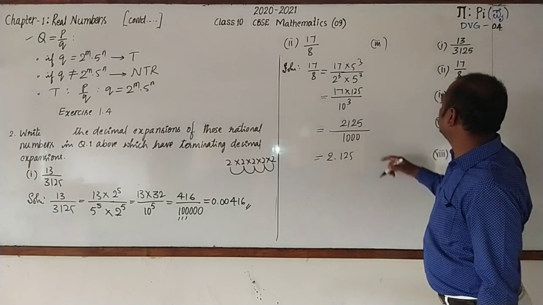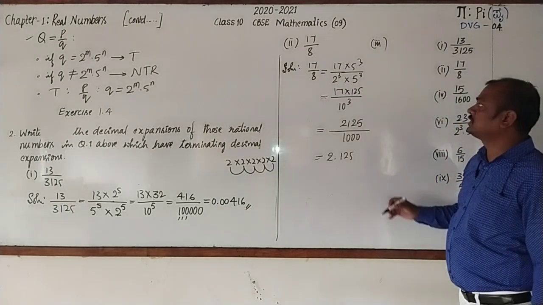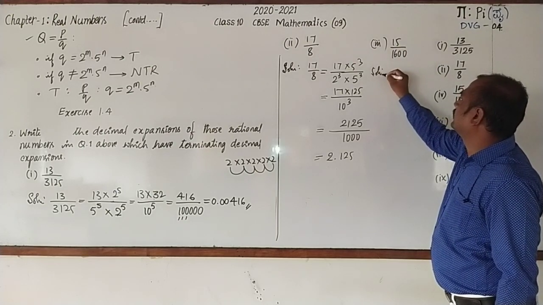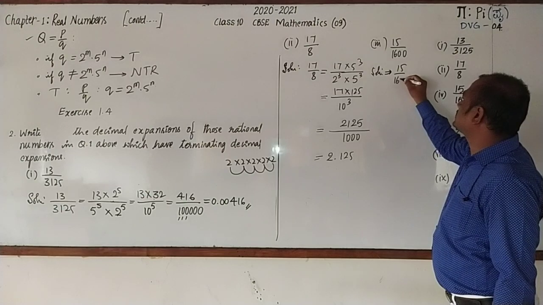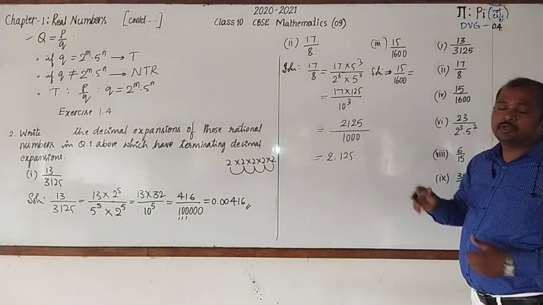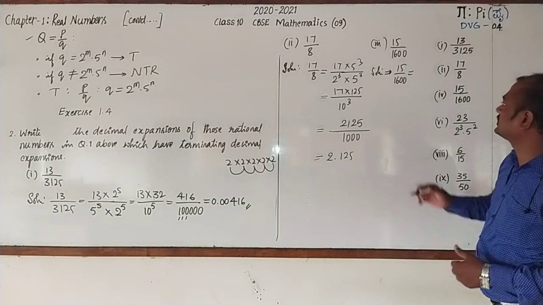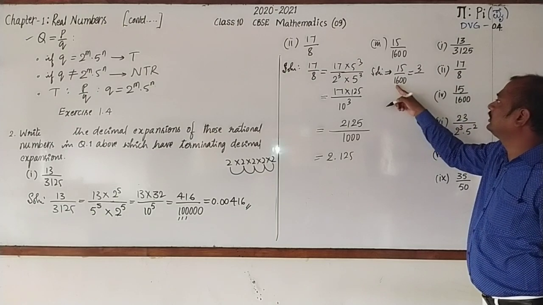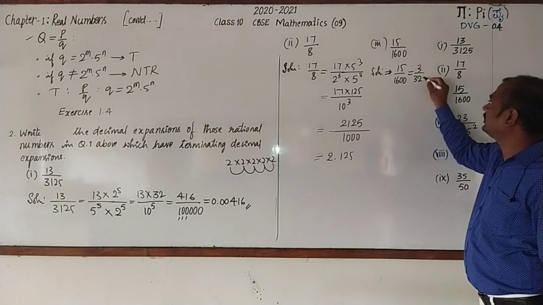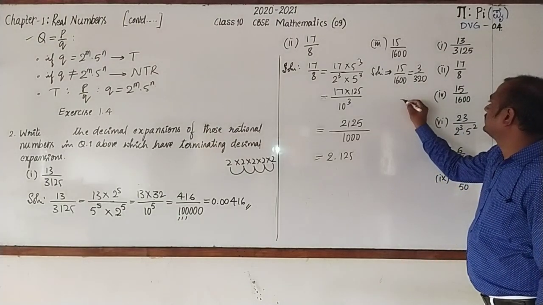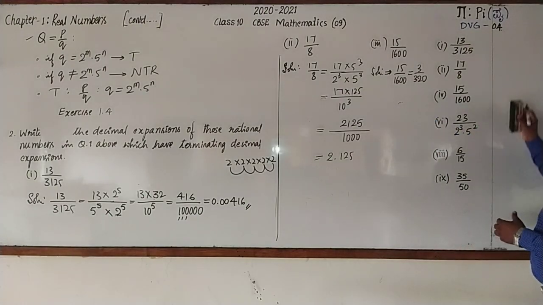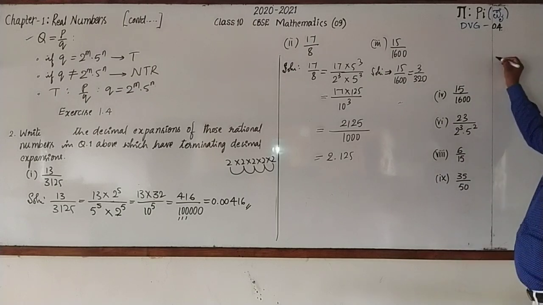Next, let us take one more. The third one is 15 by 1600. Now, 15 by 1600, observe, they are not co-primes, hence you can go for cancelling. 5 3s are 15, 1 will remain, 10 and 5 2s are 10, and the zeros. Next, is it possible to cancel again? No. 320 is there.